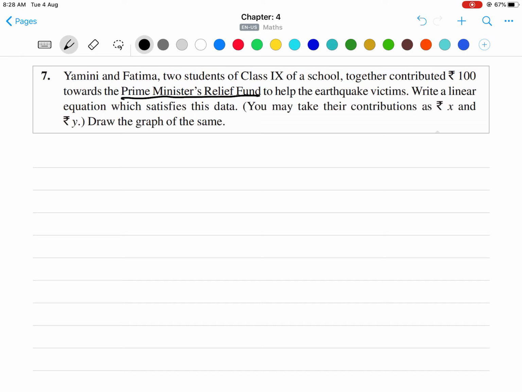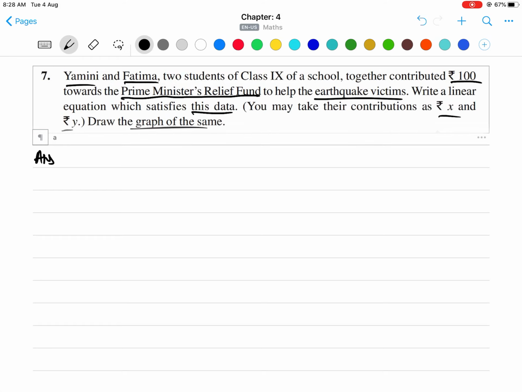Okay, so we already had this one more fund which is called the Prime Minister's Relief Fund. Okay, so the two students Yamini and Fatima have contributed 100 rupees to the Prime Minister Relief Fund to help the earthquake victims. Write a linear equation which satisfies the data, and you may take the contributions as x and y, and we have to draw the graph of the same. Okay, so let's start. This is answer number 7.